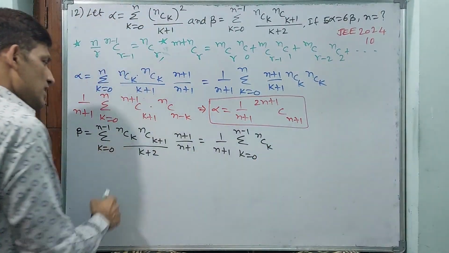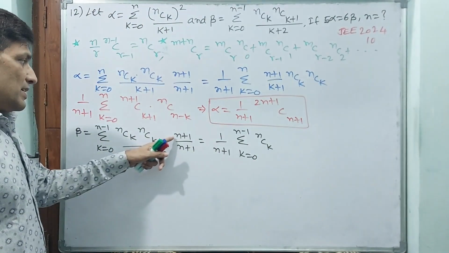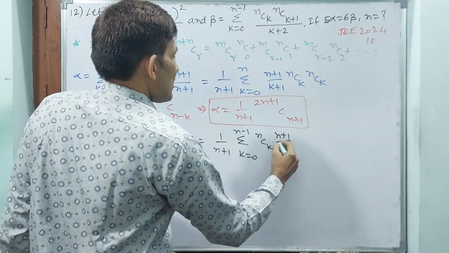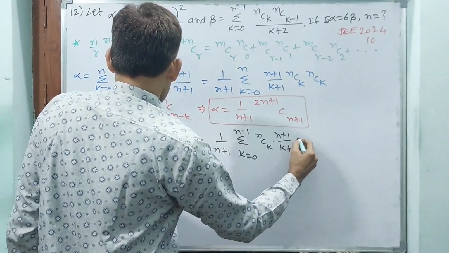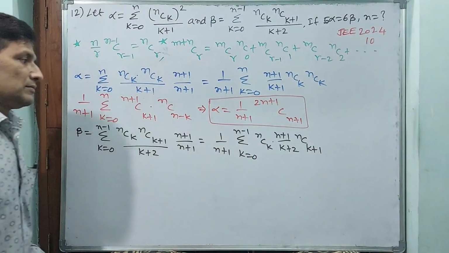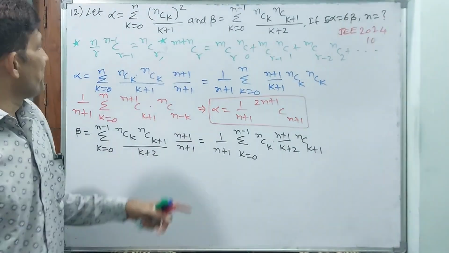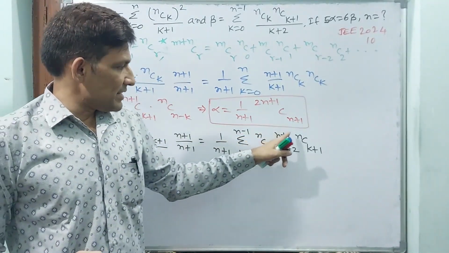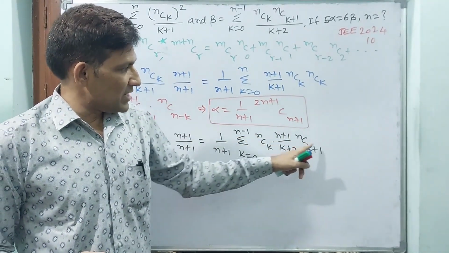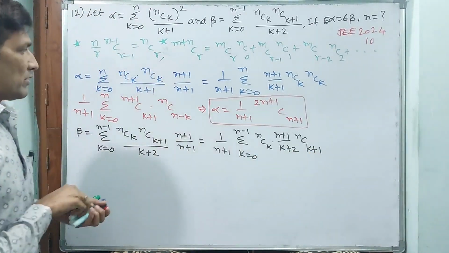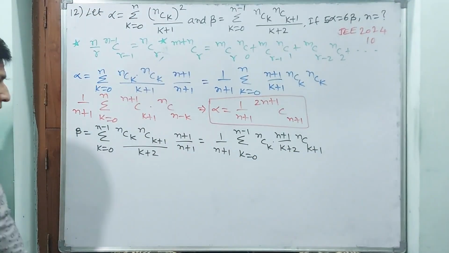nCk, I will write the same. But you see here, (n+1)/(k+2) I am writing. (n+1)/(k+2) nC(k+1). Here also you see 1 less, 1 less: n+1 minus 1 is n, k+2 minus 1 is k+1. See, this we are going to change. Observe carefully how we are going to change.